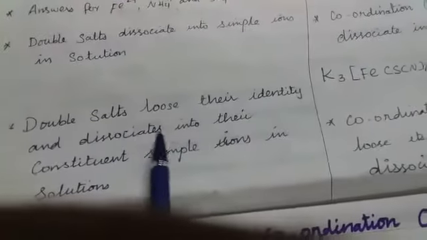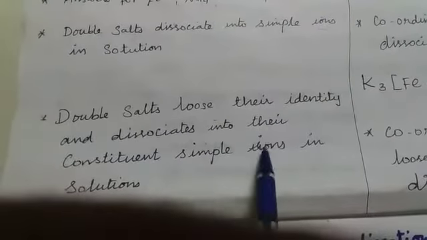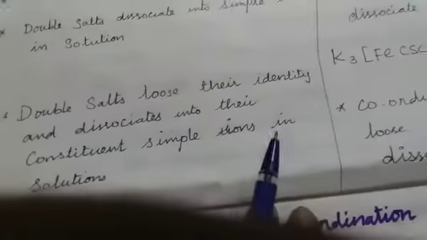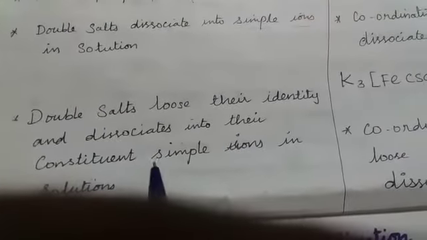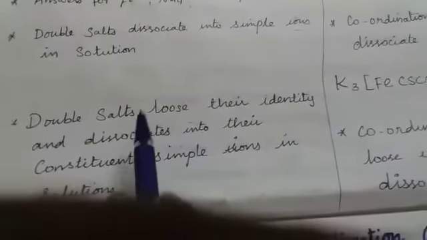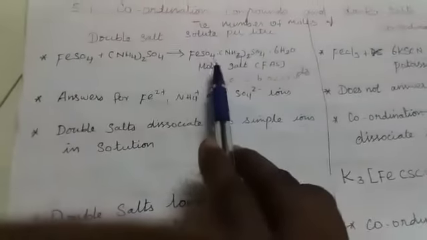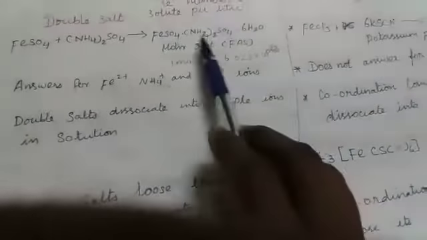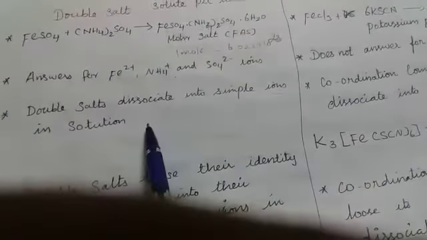Double salts lose their identity and dissociate into their constituent simple ions in solution. Already I told you, after dissolving, the double salt loses its behavior, loses its identity, and gives simple ions. From this we can easily identify that this is a double salt.